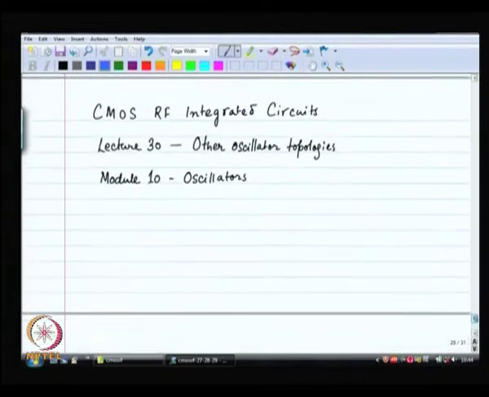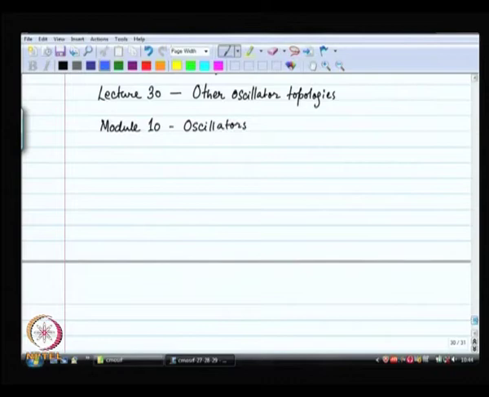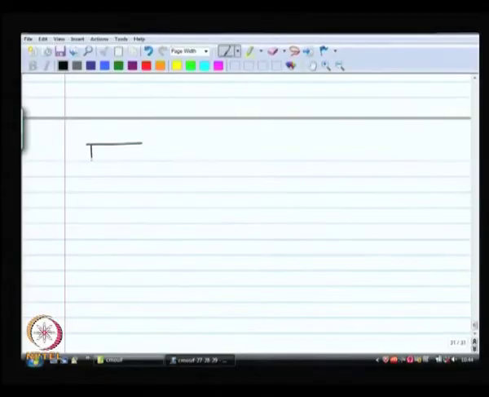All right. So, today we are going to talk about other oscillator topologies. So far we have just stuck to the one, a very popular oscillator topology as such. That is why we did a very detailed analysis of it. So, this is what we have done so far.